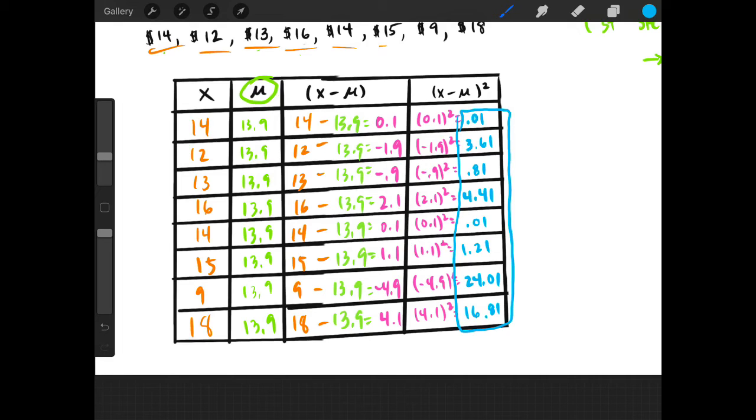I know this is a lot of calculator work. I'm doing it along with you guys so you can see what the process is and take your time going through it with me. 3.61 plus 0.81 plus 4.41 plus 0.01 plus 1.21, 24, and 16.81. Oh no, I messed up. Gosh.